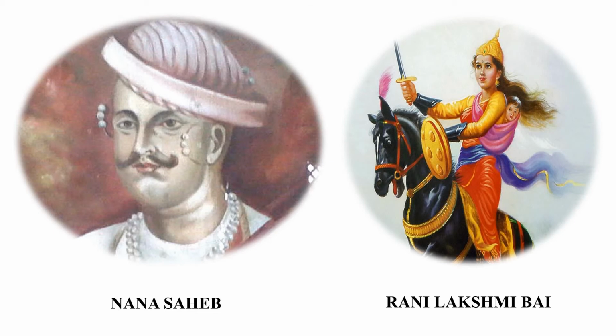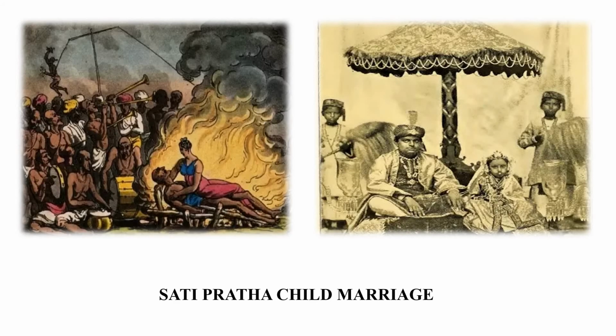Now let us talk about the social and religious causes of the revolt of 1857. Social and religious factors were important in causing uneasiness among the people. Some of the new rules made by the British government hurt the religious sensibilities and beliefs of the Indians. They played an important role in the already charged atmosphere.